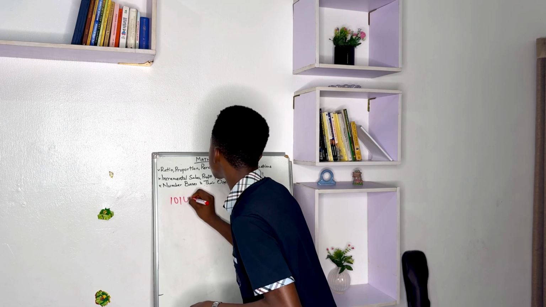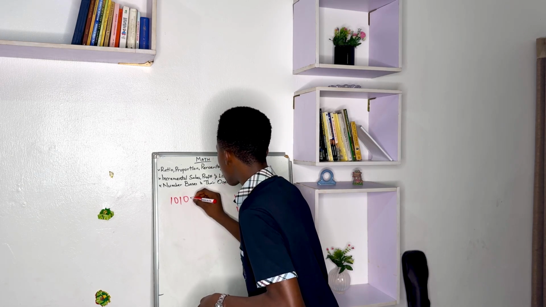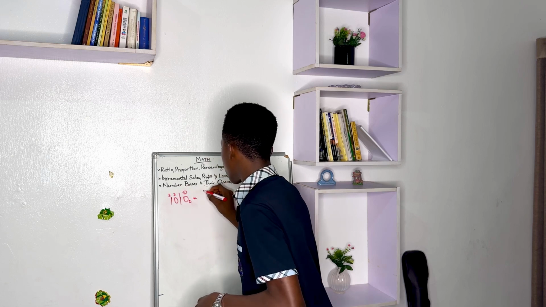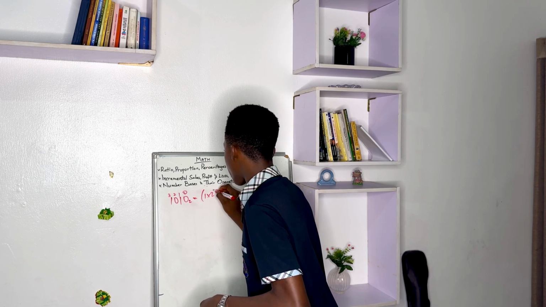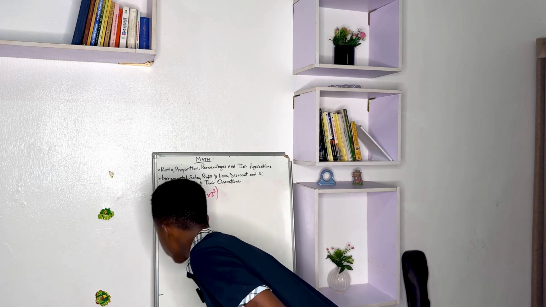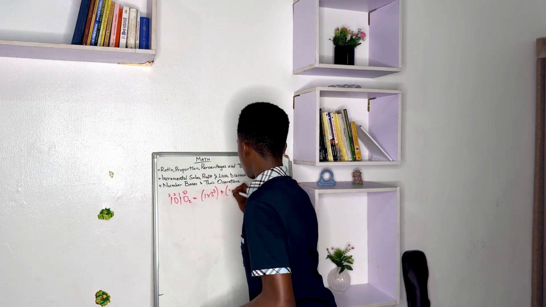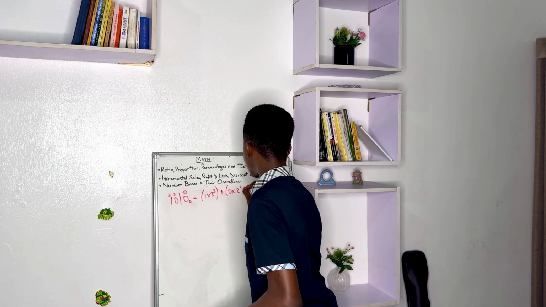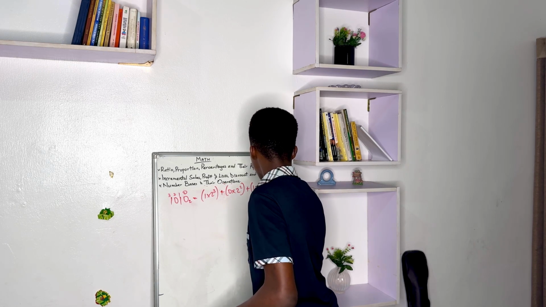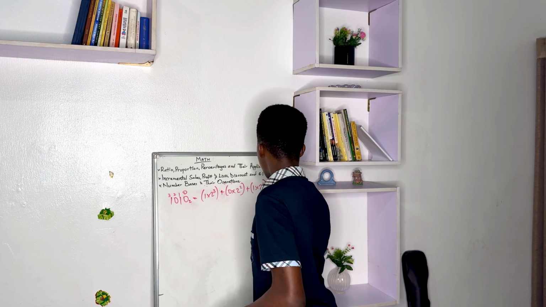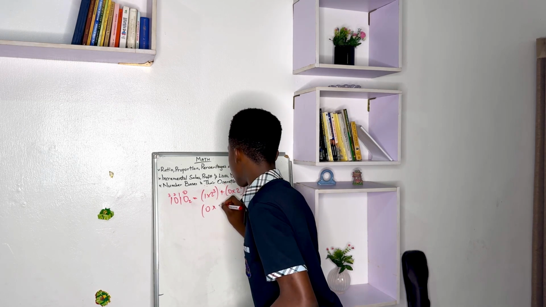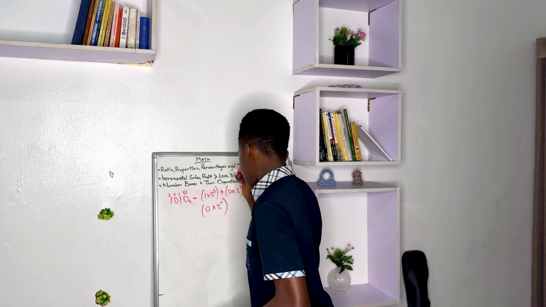0, 1, 0, 1, 0, 1, 0. And this is going to be in base 2: 0, 1, 2, 3. 1 is going to multiply 2 raised to the power of 3. Add that to 0 multiplying 2 raised to the power of 2. And then add this to 1 multiplying 2 raised to the power of 1. And adding that to 0 multiplying 2 raised to the power of 0.